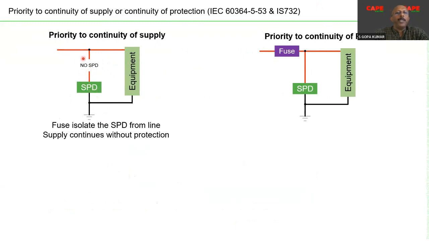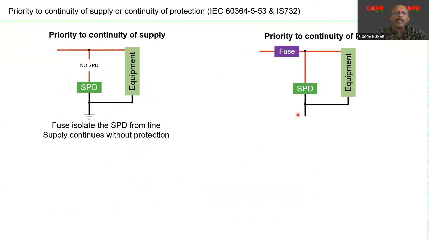And if you have an SPD fuse, in this case, the fuse isolates the SPD from the circuit. As a result, your circuit is safe. The problem is there is no SPD. Once the fuse is burned, there is no protection for your equipment, but the continuity of supply is continuing. Supply is still going into your equipment without protection. And this is called priority to continuity of supply, because in the first case, your priority is not protecting the equipment. Your priority is to have continuity of the supply.